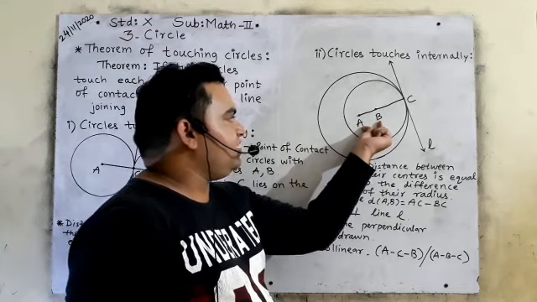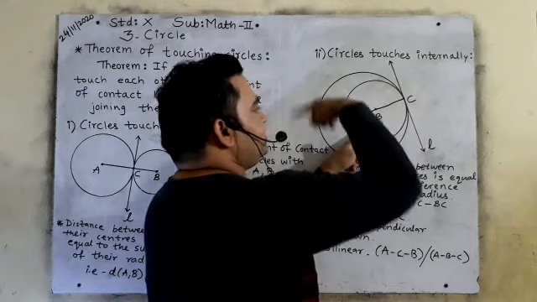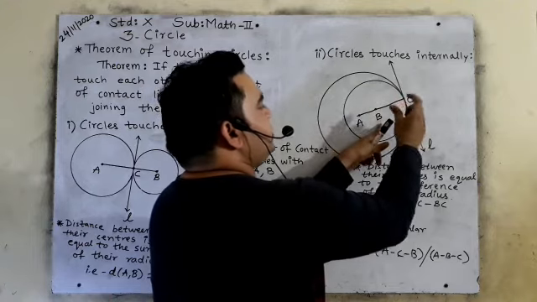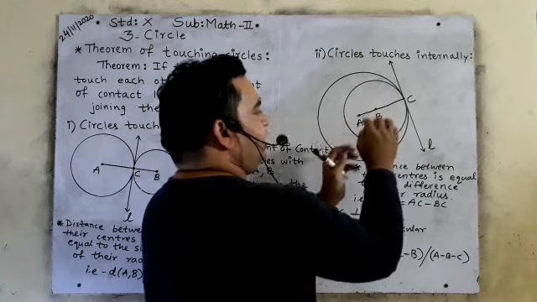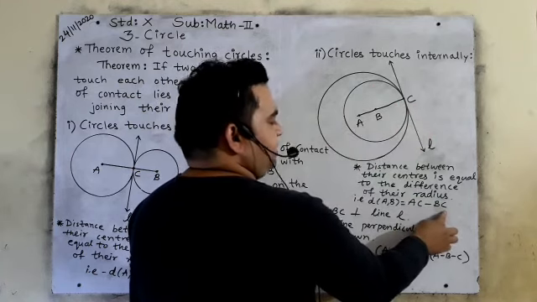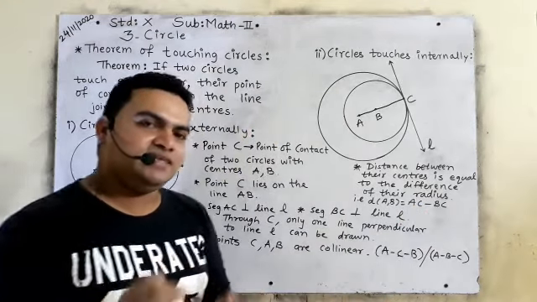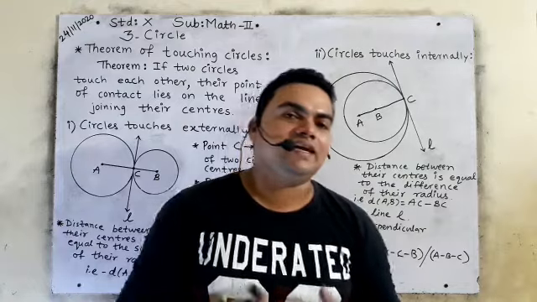The difference AB is equal to AC, the bigger radius of the bigger circle, minus BC, the smallest radius of the smallest circle. So AC minus BC, bigger radius minus smallest radius. Is it clear? So what did you understand here?